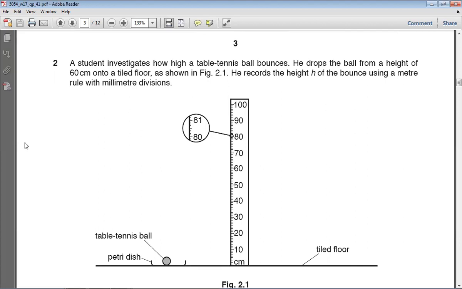So what they are going to do, here they have the tennis ball. For example, they take the tennis ball to a height of 100 centimeters. From there, they drop it.